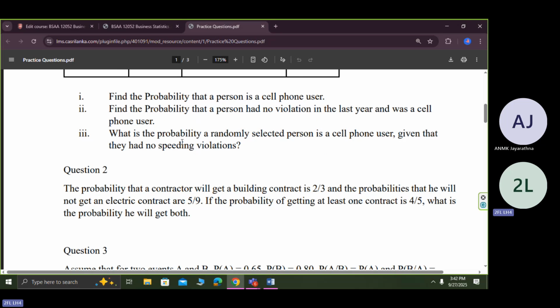Okay? Then tell me which one is the first event. Which event has already occurred? What has already happened? What is the first event here? Which one has already occurred?